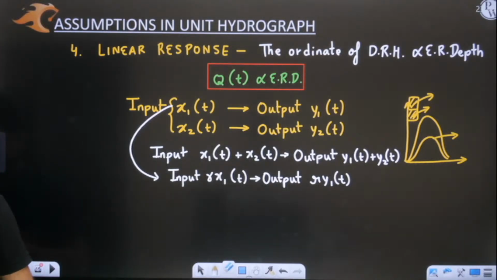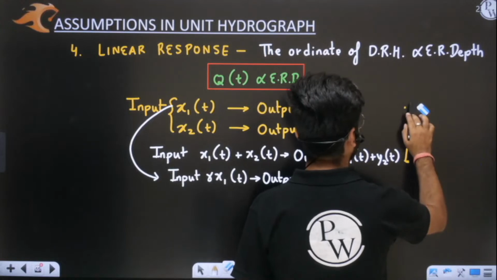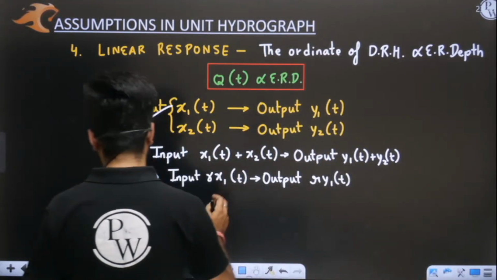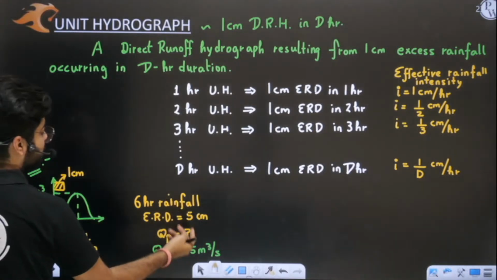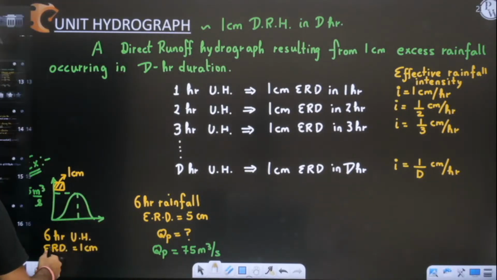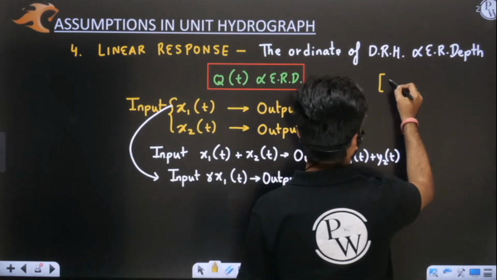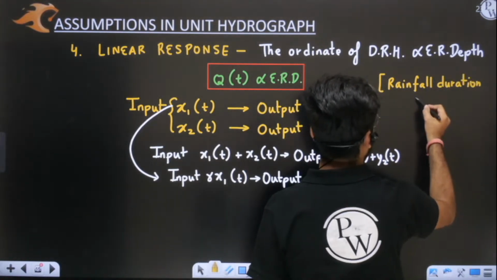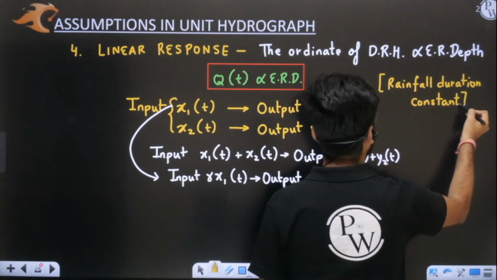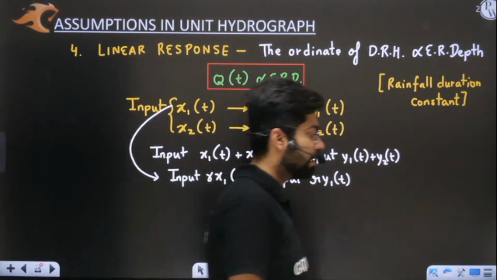So because of linear response, we can sum it up, we can multiply. But yes, one thing is constant here, which is rainfall duration. We have to make sure that in both examples the 6 hour rainfall is the same. 1 centimeter will give you certain discharge, then obviously 5 centimeter will give you 5 times the discharge, but the rainfall duration should be constant. This you need to understand. Rainfall duration is constant, so you can simply do proportional things, you can sum it up, you can do superposition. Why? Because of this property, because of this assumption.